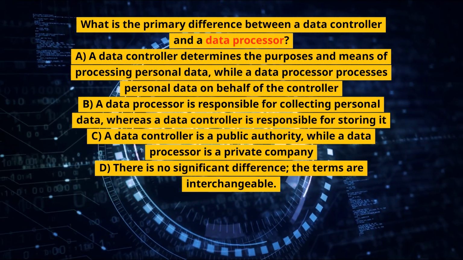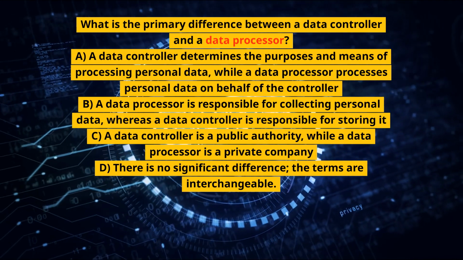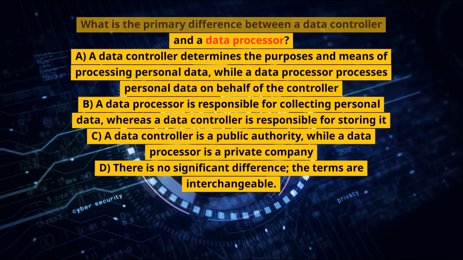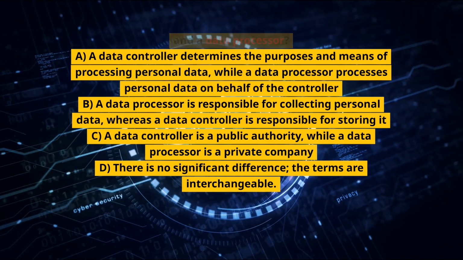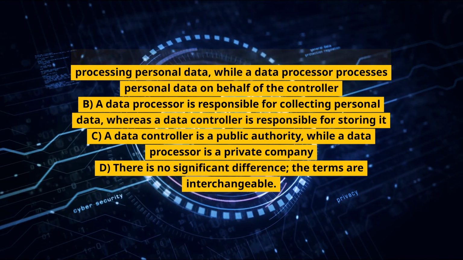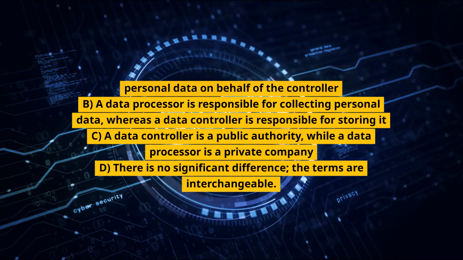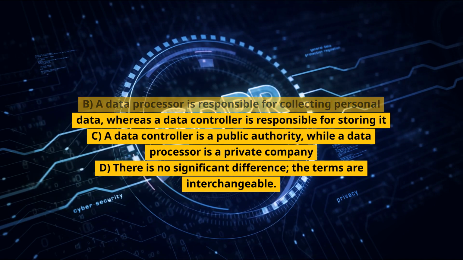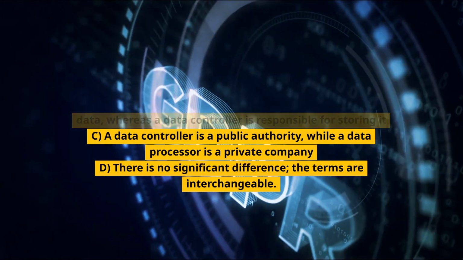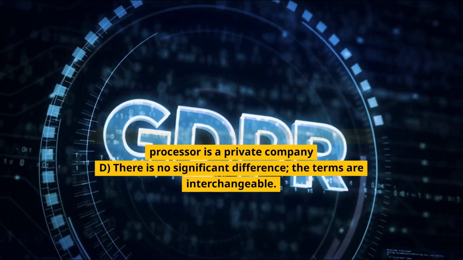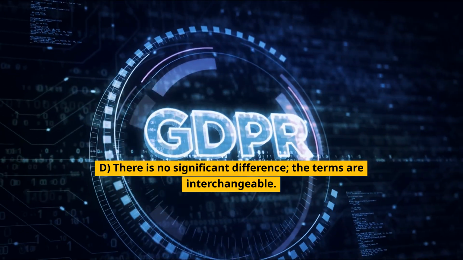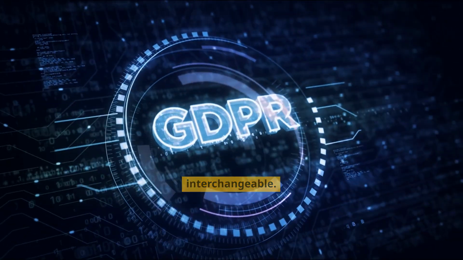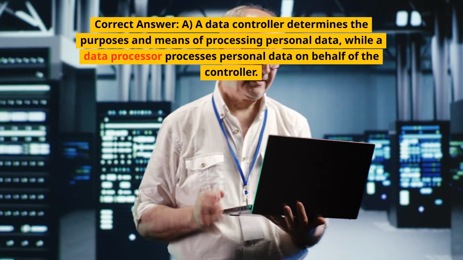A. A data controller determines the purposes and means of processing personal data, while a data processor processes personal data on behalf of the controller. B. A data processor is responsible for collecting personal data, whereas a data controller is responsible for storing, etc. C. A data controller is a public authority, while a data processor is a private company. D. There is no significant difference. The terms are interchangeable. Correct answer: A.